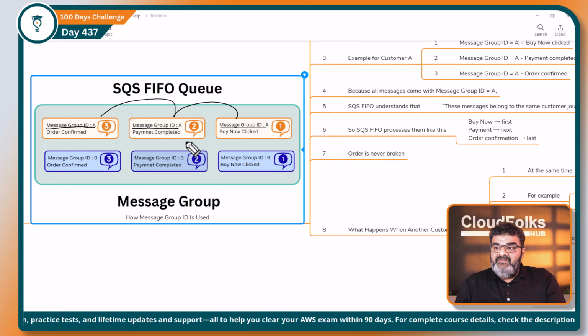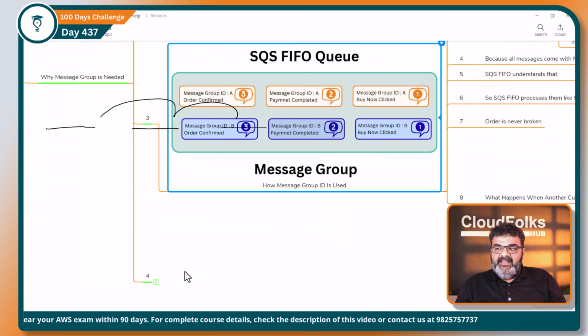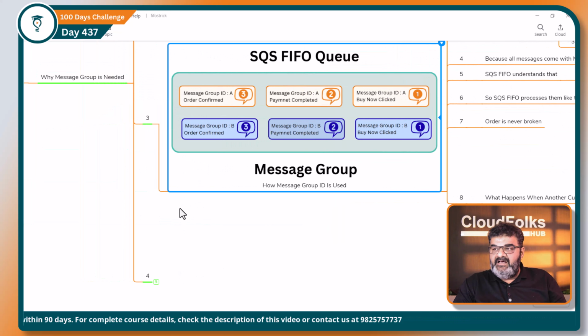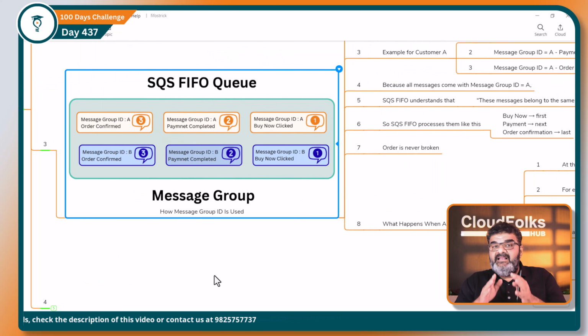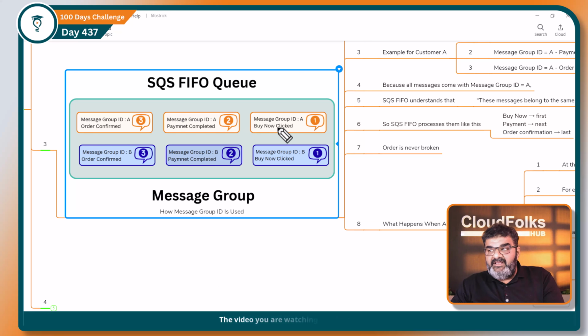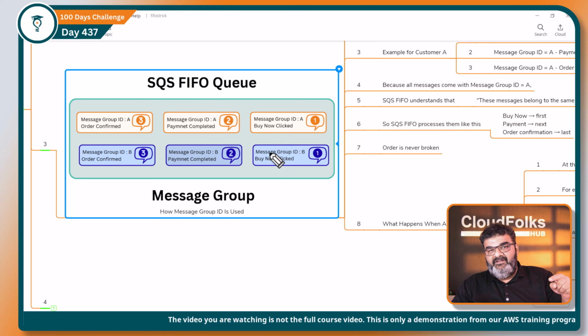Now, when we are going to talk about e-commerce, there are so many customers and there is a chance that all customers are buying items simultaneously, right? So in this case, let's say that another customer is going to place an order at the same time. Now, customer A's journey is different, customer B's journey is different. So how will the SQS queue identify that these messages belong to customer B?